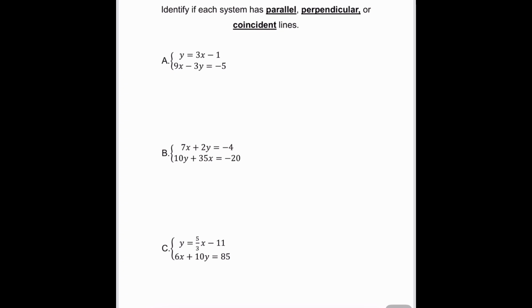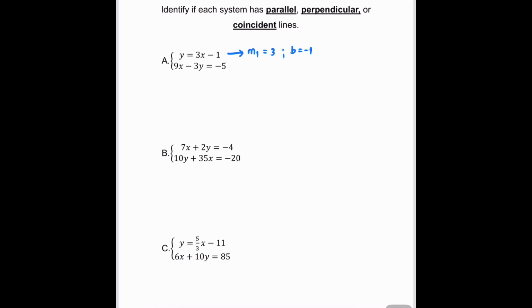So for the first equation, y equals 3x minus 1, which is already arranged in slope-intercept form, we can say that the slope of that line is 3, and b is equal to negative 1.